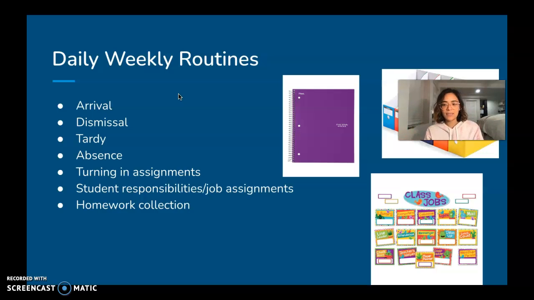Again, turning in assignments, that would be in the folder. Every single week, they would have that to be turned in. They would get a packet at the beginning of the week of the homework they need to work on, and then they would turn it in on the certain day that it's assigned.